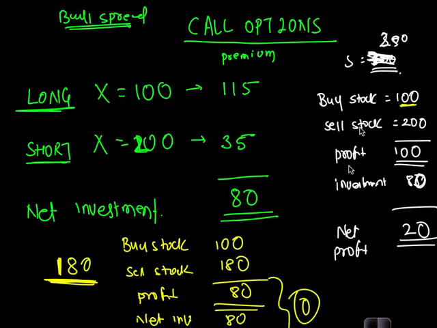Now what if the price of the underlying turns out to be 150? Then we have a profit of 50, but we have an investment of 80. Therefore, we will have a net loss of 30. What if the price of the underlying turns out to be less than 100? Let's say it turns out to be 70. Then both the options are out of the money, and we will have a loss of 80. Which means with a bull spread, the maximum loss that we will have is the amount of original investment, which is 80.